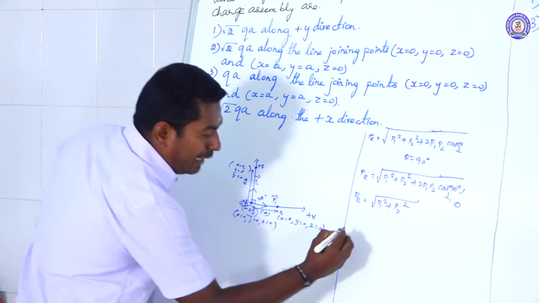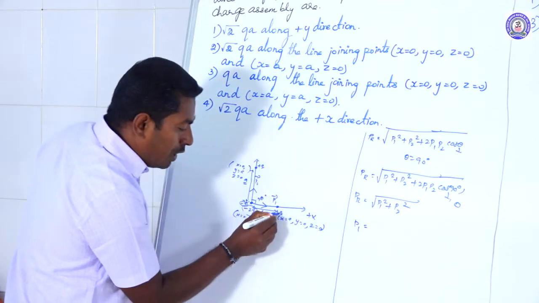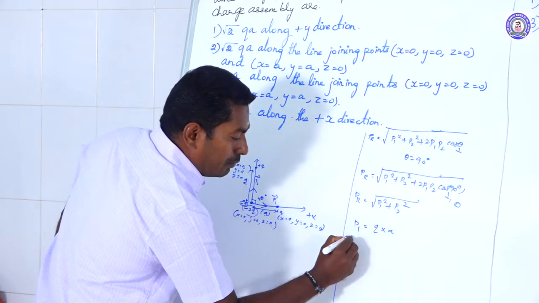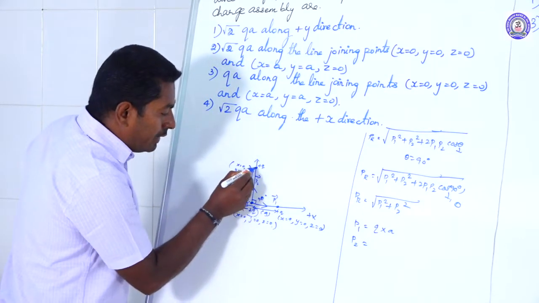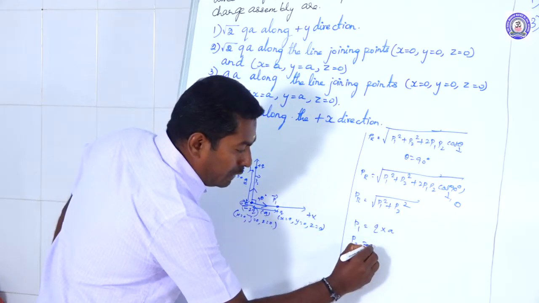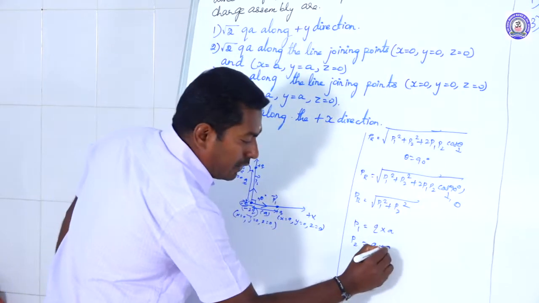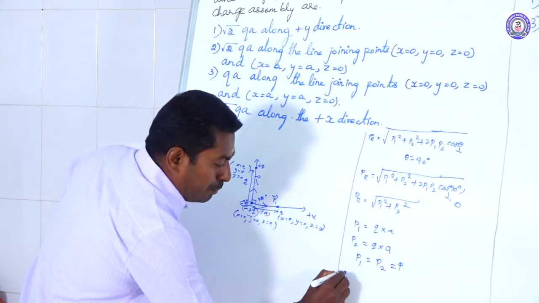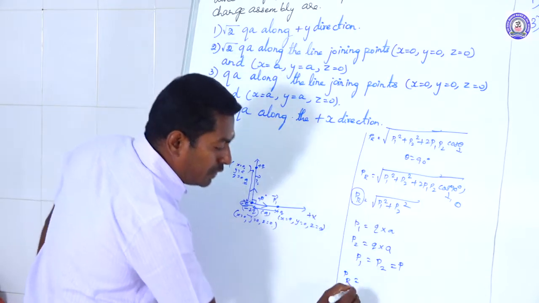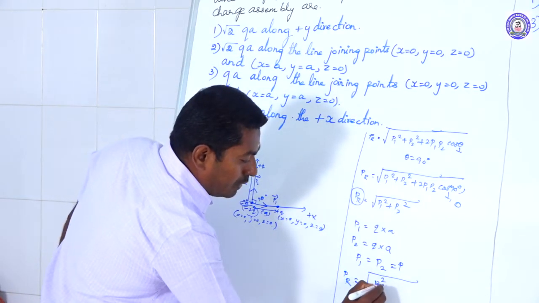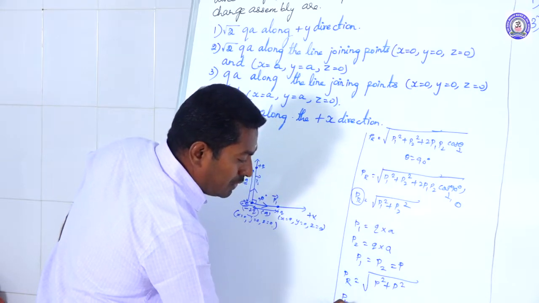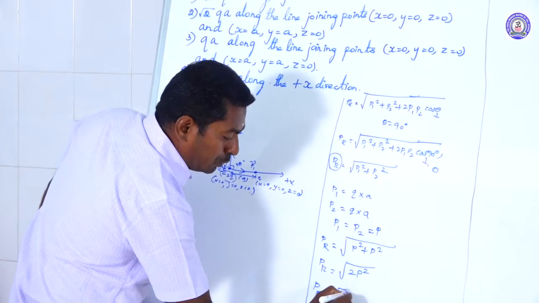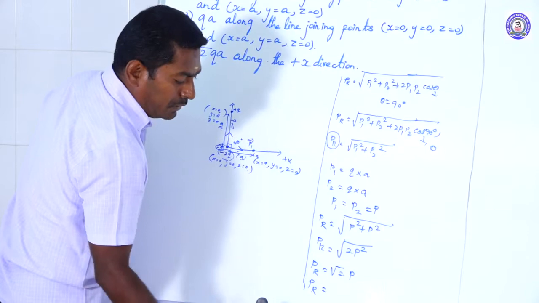But in the case of the first electric dipole, the moment magnitude P1 is equal to the magnitude of any one of the charges, Q, times the dipole distance A. Then the magnitude of the electric dipole moment of the second, with charges plus Q and minus Q, is again the magnitude of any one of the charges, Q, times the dipole distance A. Both P1 magnitude and P2 magnitude are equal, which is equal to P. Then the resultant magnitude of the electric dipole moment PR is equal to the square root of P square plus P square, so PR is equal to the square root of 2P square, which is root 2 P.